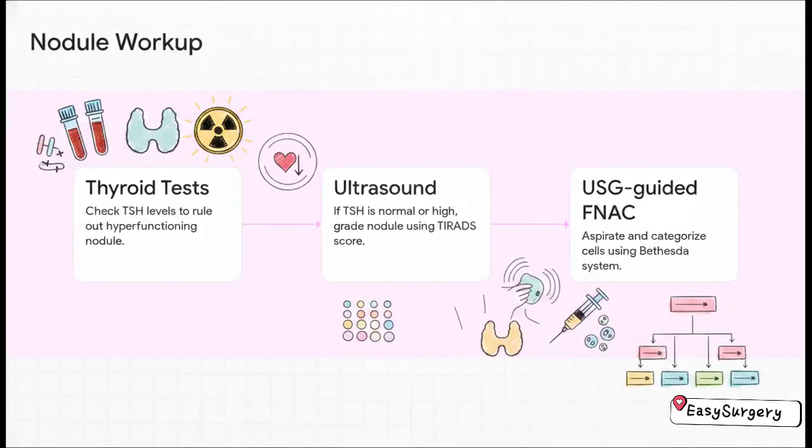All right, here's your gold standard step-by-step approach to any thyroid nodule. You always start with thyroid function tests, specifically TSH. If the TSH is abnormally low, send the patient straight for a radioiodine scan to look for a toxic, hyperfunctioning, hot nodule. But if the TSH is normal or high, you move to step 2, an ultrasound, where the nodule is graded using the Thyroid score. And based on that score, step 3 is an ultrasound-guided fine needle aspiration cytology, or FNAC. This categorizes the cells using the Bethesda system, which definitively guides your surgical management. It's a beautiful, logical algorithm.